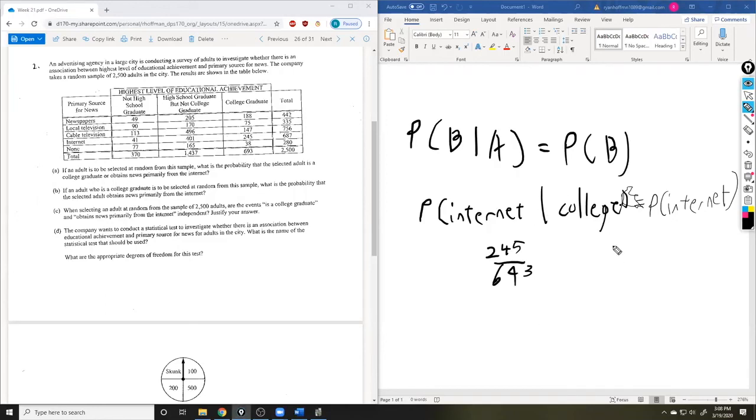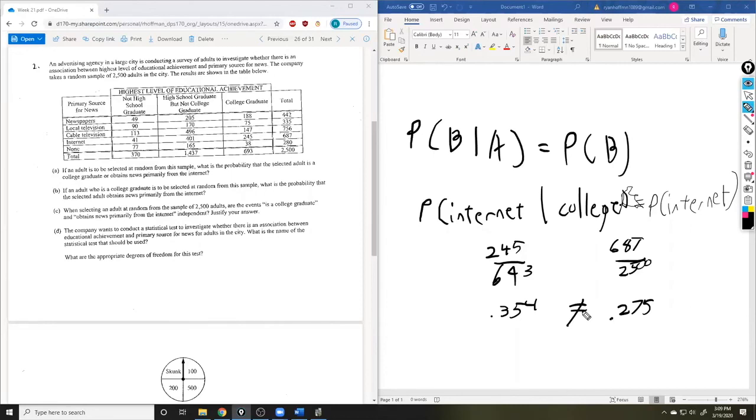Over here, probability that they use the internet is 687 out of 2,500. So this was 0.354. This is 0.275. Okay? Not equal. So this is what you would show to show that these things are not independent. And you have to have that calculation.